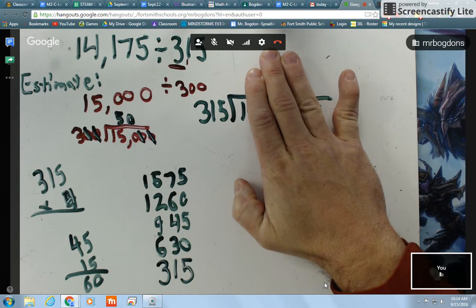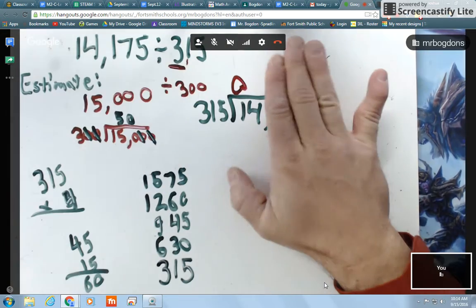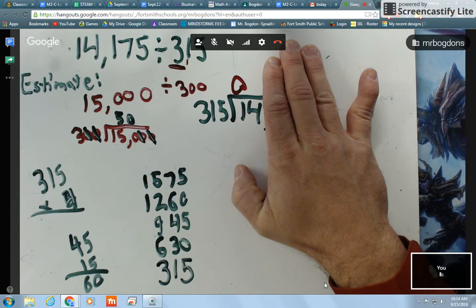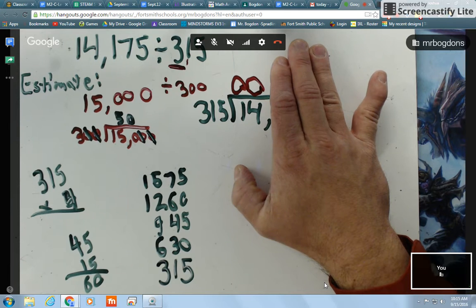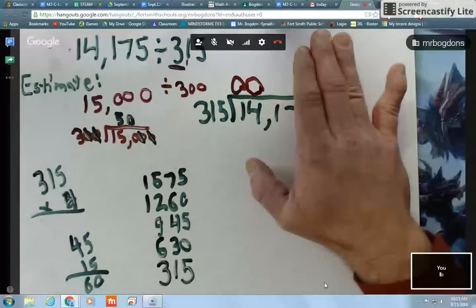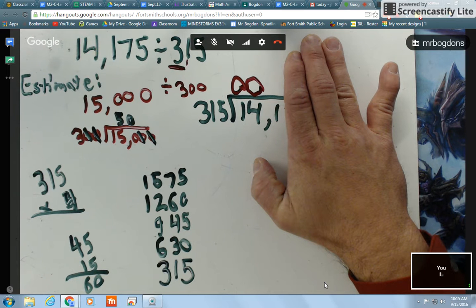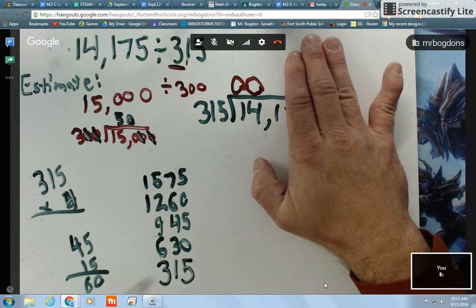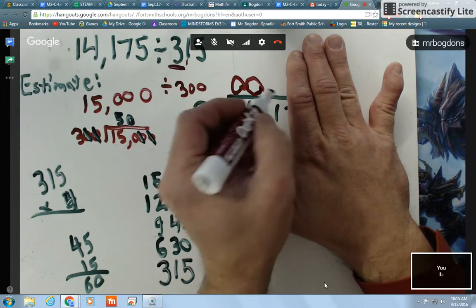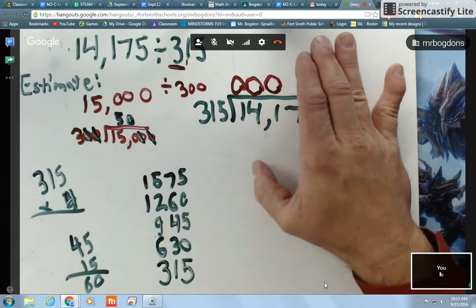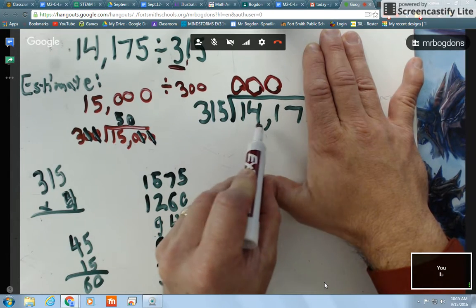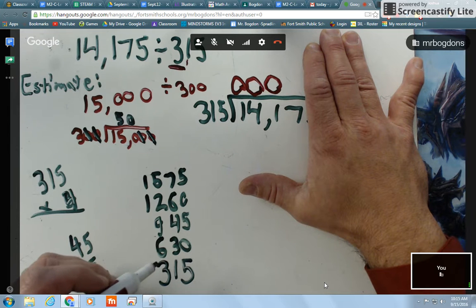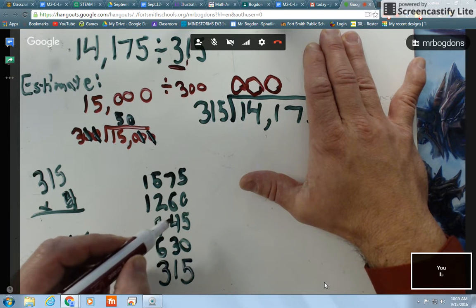I can just say, okay, will 315 go into 1? Nope. Will 315 go into 14? Nope. Notice how I'm writing the zeros directly above the place value it will not go into. Will 315 go into 141? 141 is smaller than 315. That will not happen. Now, will 315 go into 1,417? Yeah, how many times? 1, 2, 3, 4.